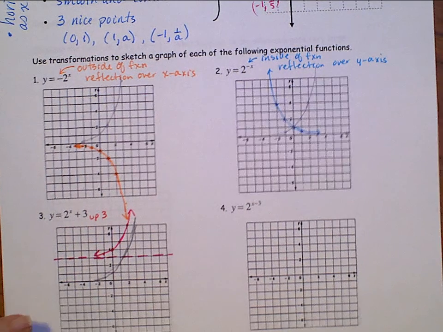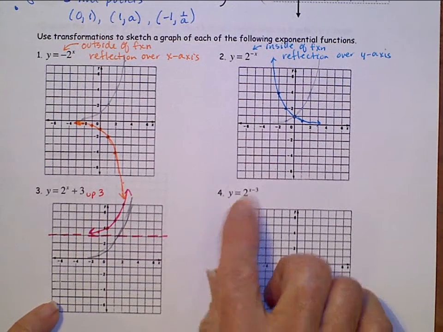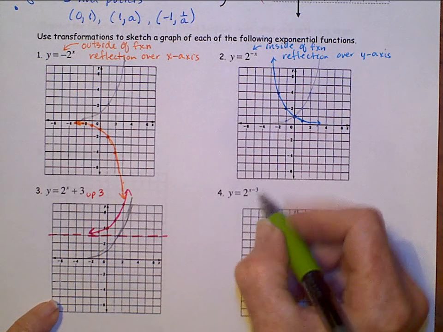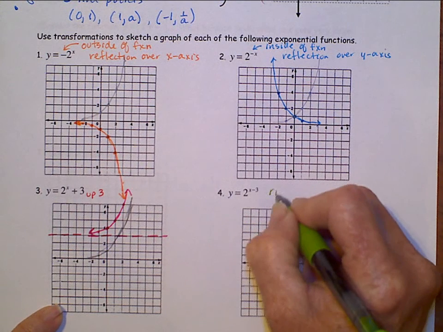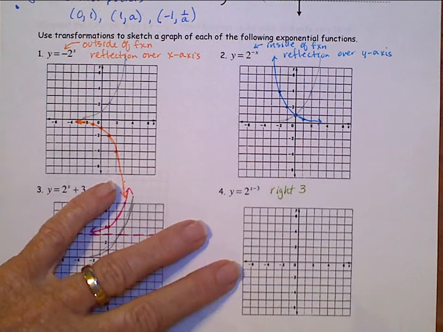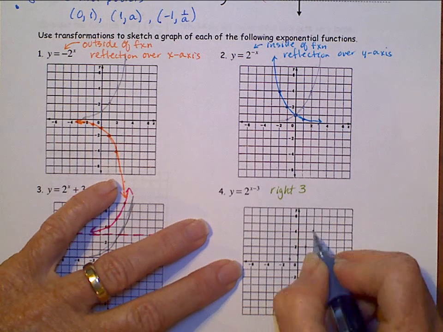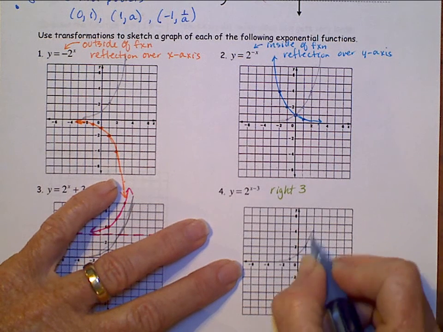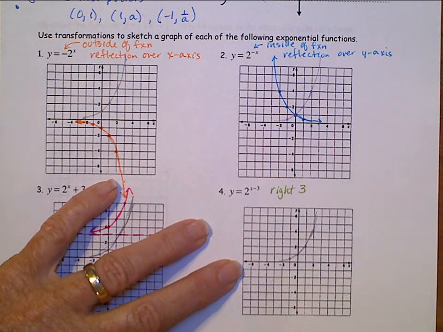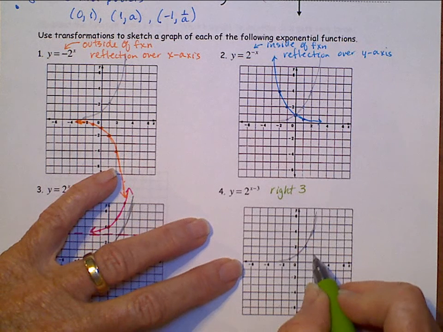All right. How about this one? y equals 2 to the x minus 3. That minus 3 is on the inside, so this function will move to the right 3. The horizontal asymptote is not going to change if we shift to the right, just everything goes 3 to the right.